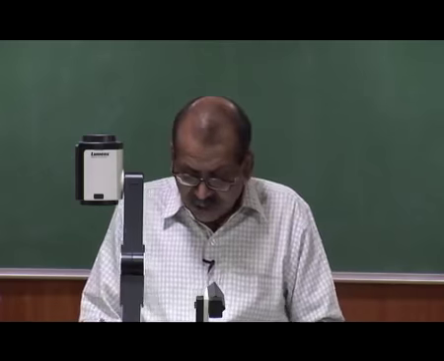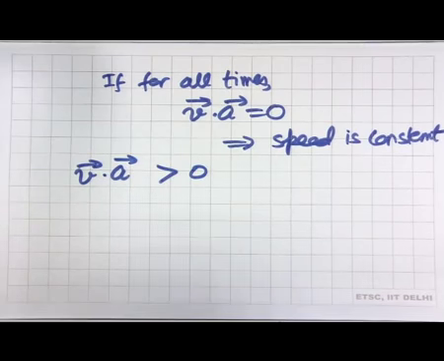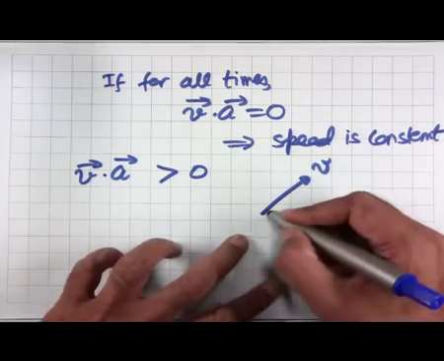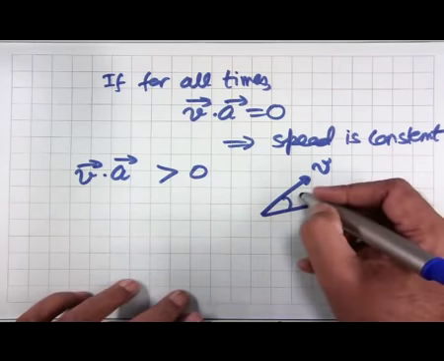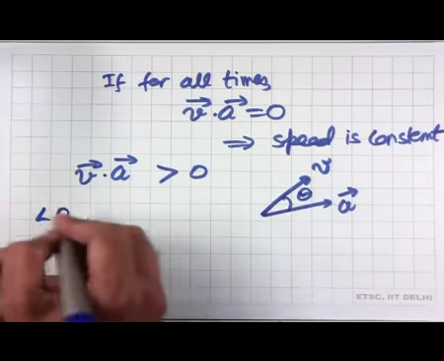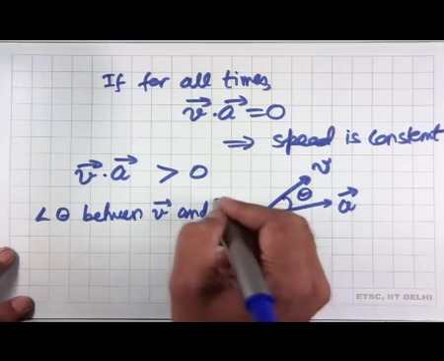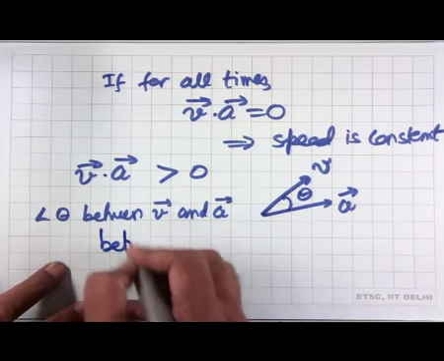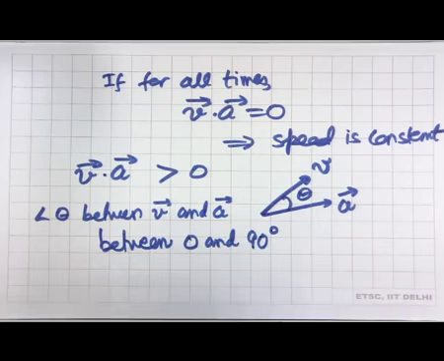Also, we can have a look at the sign. If v dot a is greater than 0, now physically when will this happen? If this is the velocity vector and this is the acceleration vector, v dot a will be greater than 0 if the angle theta between v and a is between 0 and 90 degrees, because it is v a cosine theta.